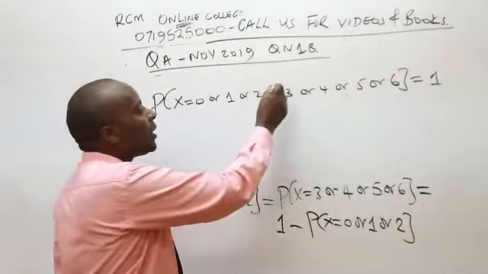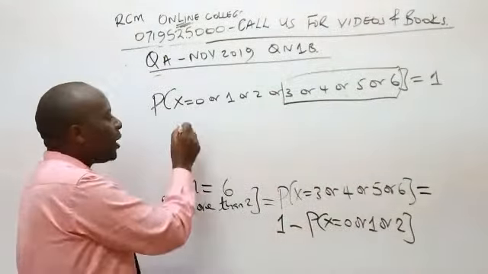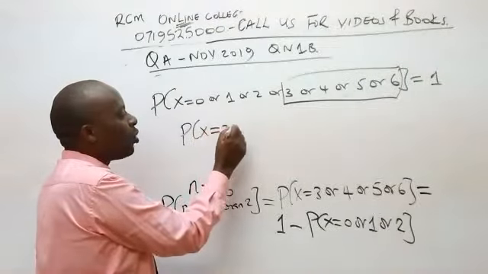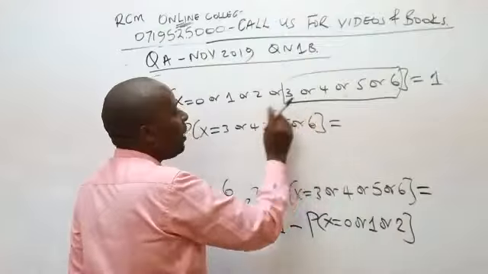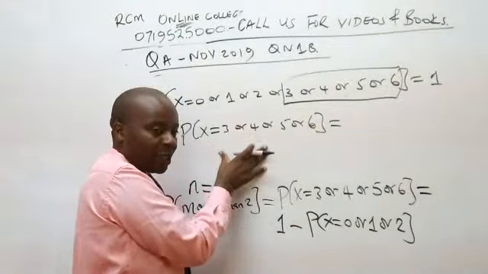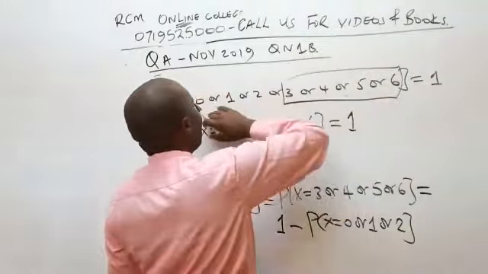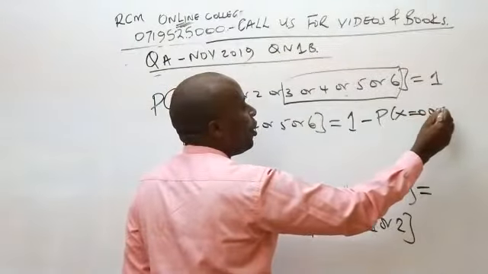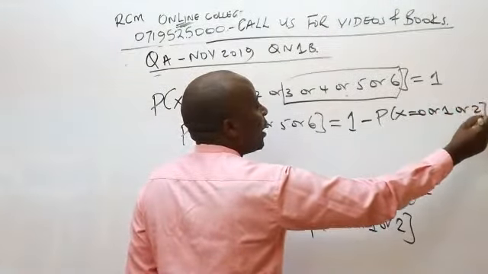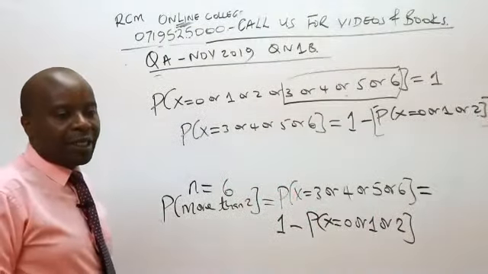Now that they want just from here to here, right? So they want the probability of X being equal to 3, or 4, or 5, or 6. Then if I make whatever they want the subject of the formula, this is what I'm going to get. It will be 1 minus these other events, minus the probability of X being equal to 0, or 1, or what here, or 2, like that. Very important for us to be able to appreciate that.